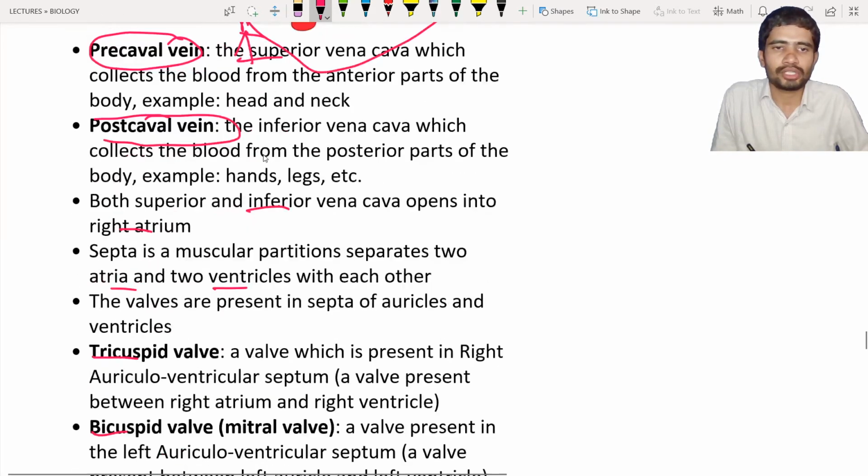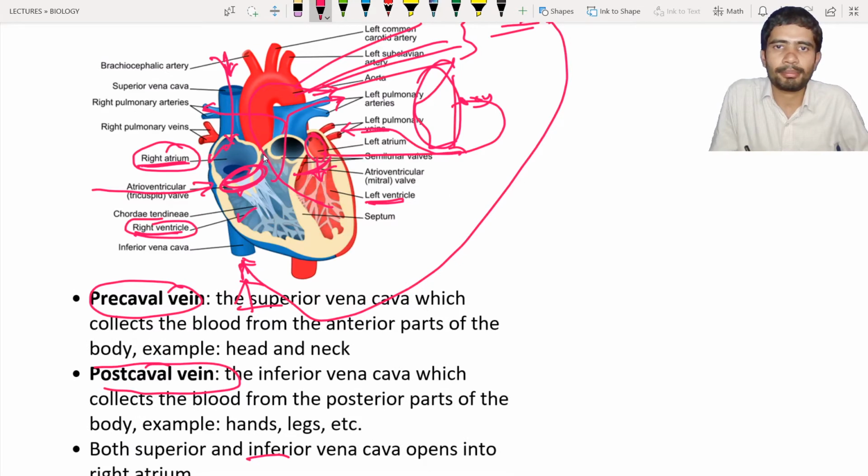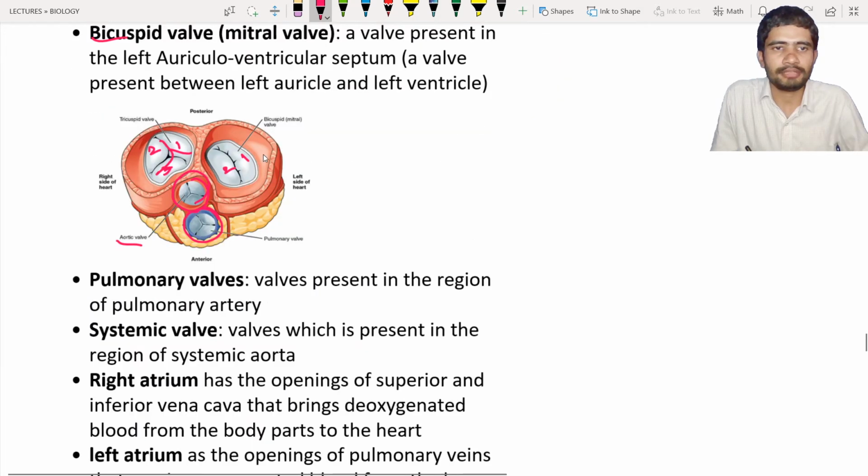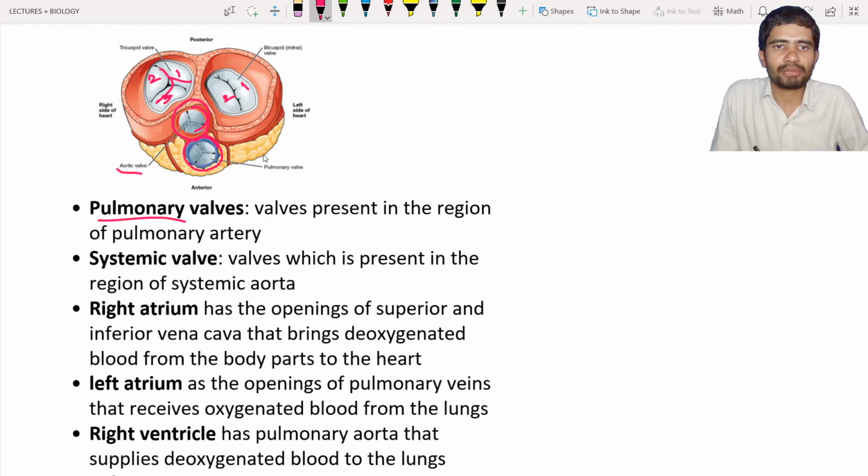Okay, so here you can see the bicuspid valve, and here is the pulmonary valve, and here is the aortic valve. These are the valves present over here. The pulmonary valve is the valve present in the region of the pulmonary artery, while the aortic valve is the valve present in the region of the systemic aorta.